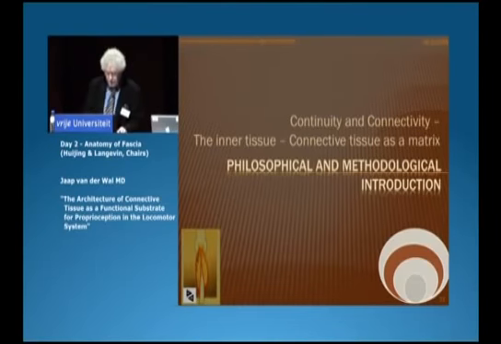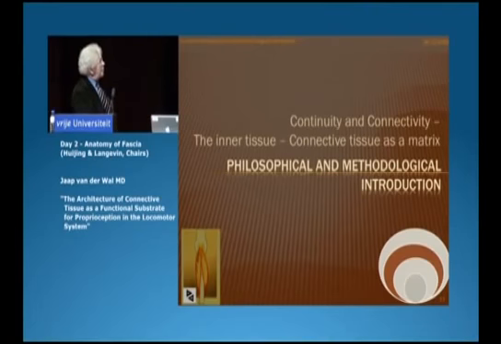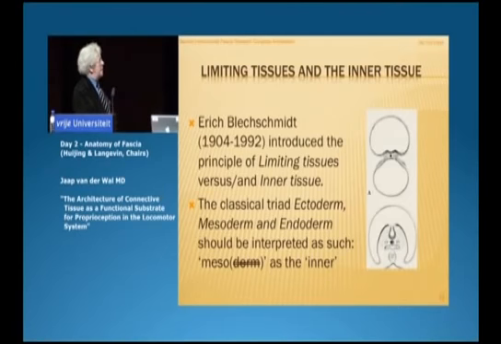And one person that helps me was Blechschmidt. Blechschmidt was one of the first to describe really on the histological level that there are different, let's say, polarities in the tissue organization of our body. We all are so used to the triad ectoderm, mesoderm, and endoderm. But he proposed not to talk about 3 layers, but to talk about 2 principles: limiting tissues and inner tissues.